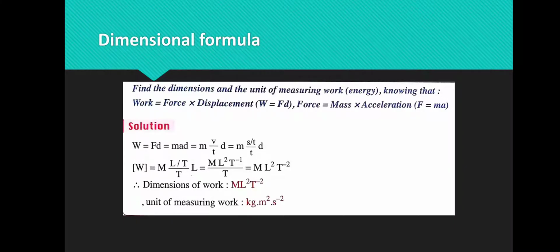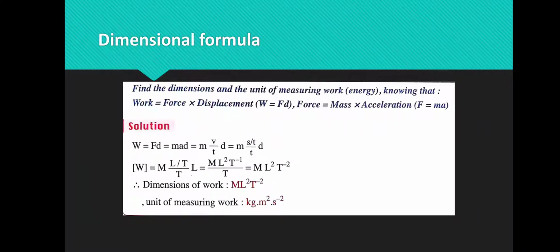We have work equals force times displacement. The force is called a derived physical quantity. I must get its fundamental physical quantities. So I will say that force equals mass times acceleration. So the work will be equal to mass times acceleration times displacement. Here the mass is a fundamental, of course. Displacement is a fundamental, of course, but the acceleration is derived.